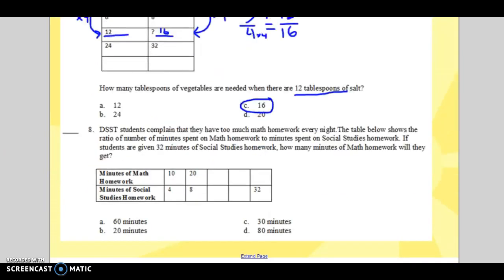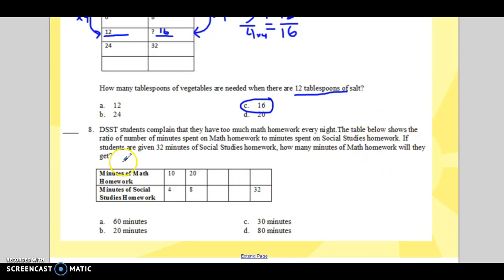Looking at the next one, which is number 8, this was the most missed question on the multiple choice. DSST students complain that they have too much math homework every night. Now, I know that that wouldn't happen in my class because I know that you guys realize that a day without math homework is a day without sunshine.